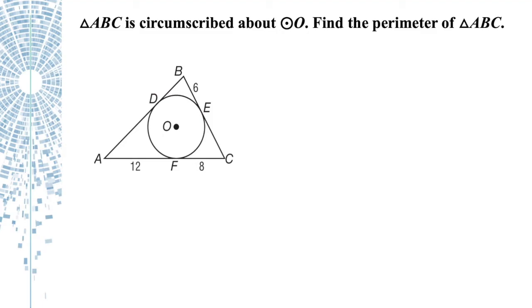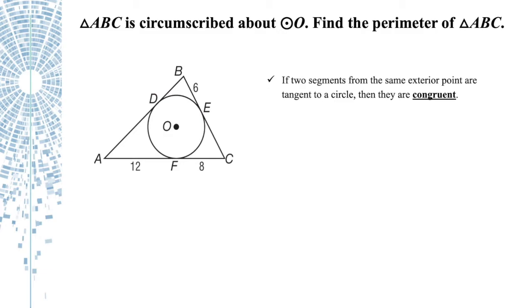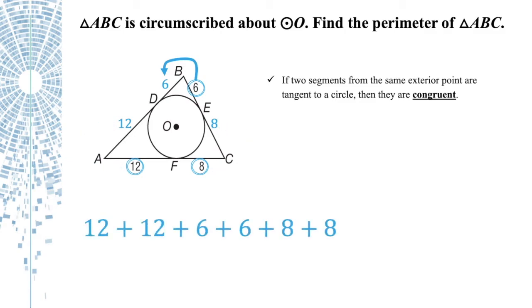ABC is circumscribed about circle O. So we're going to find the perimeter of ABC. So let's just see first what we know. We know that if two segments from the same exterior point are tangent to a circle, then they're congruent. So if BE equals 6, that means BD also equals 6. If AF equals 12, well, then AD also equals 12. And if FC is 8, then EC is also 8. And we can add all of those numbers together to find the perimeter of ABC, which is 52.